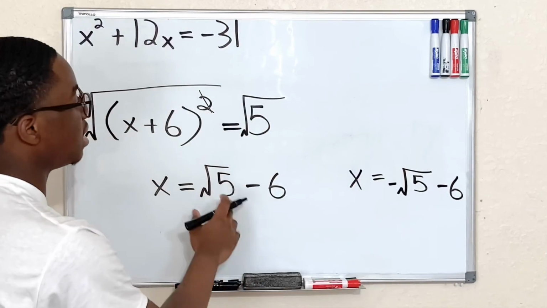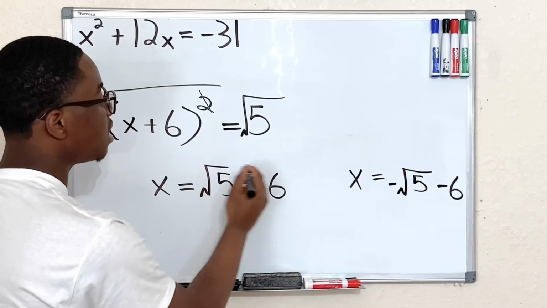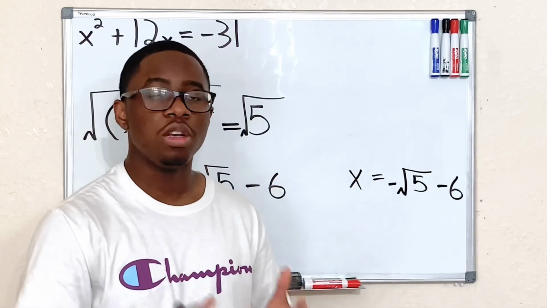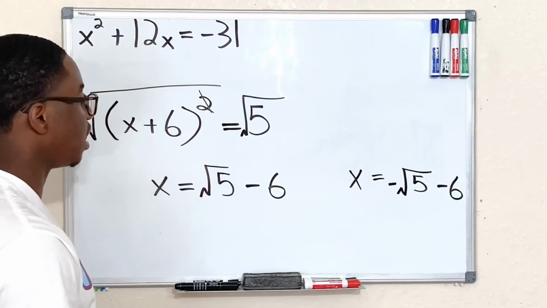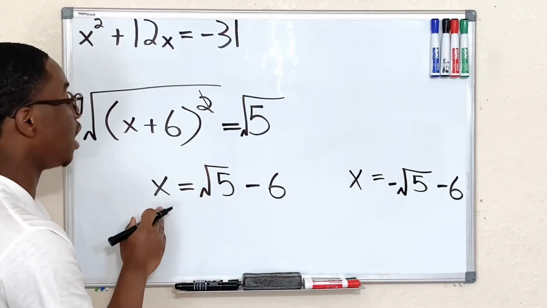Notice that the minus 6 is outside of the square root symbol. It doesn't carry over because that would be a whole other answer. So make sure you're careful with that. So these are therefore our two answers for x.